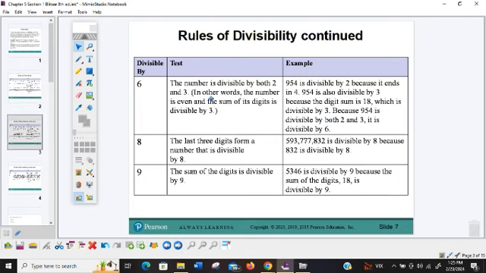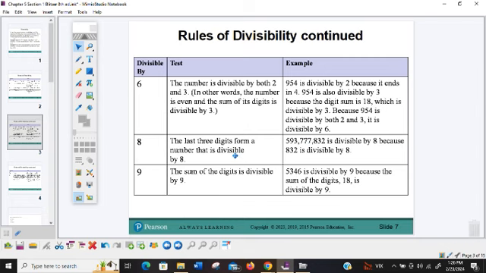For a 6, you look at it and you say, okay, if 2 goes into it and 3 goes into it, 6 goes into it. So you use both rules. So if we take 954 and we divide it by 2, will that work? Yes, because it ends in a 4. Now if we add the digits here, 9 plus 5 gives us 14, and 14 plus 4 is 18. 3 goes into 18, so we know that 3 will go into it. And since 2 and 3 both go into it, it is divisible by 6.